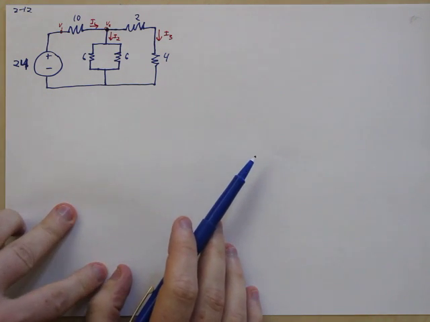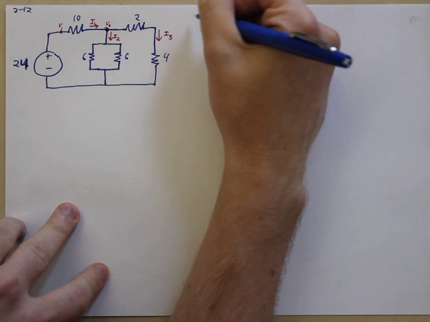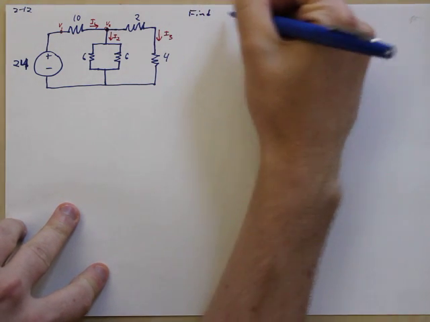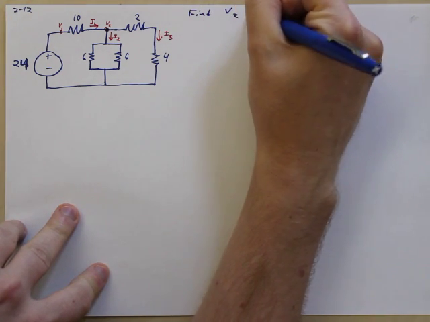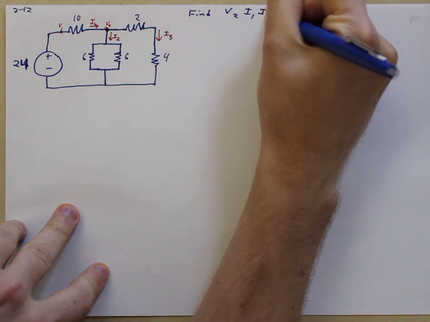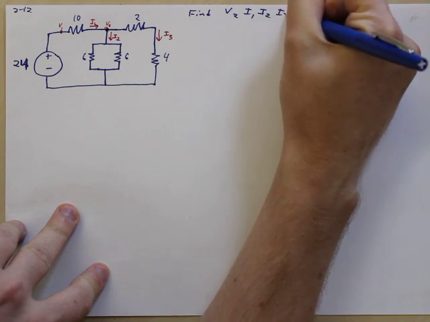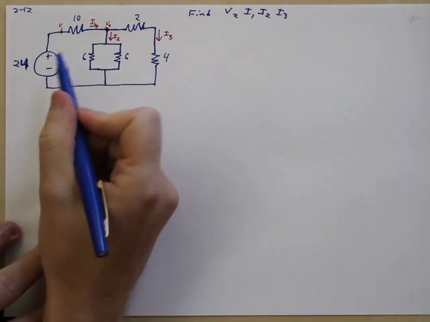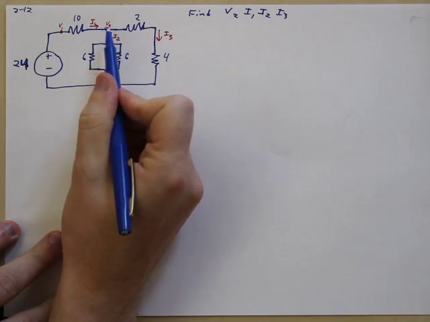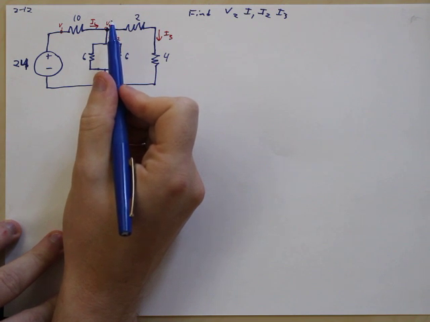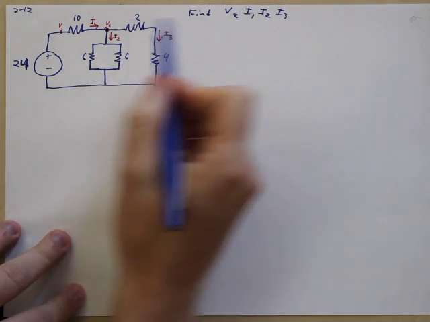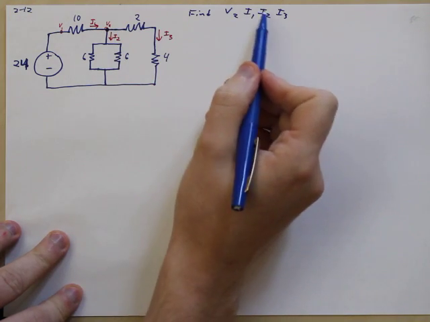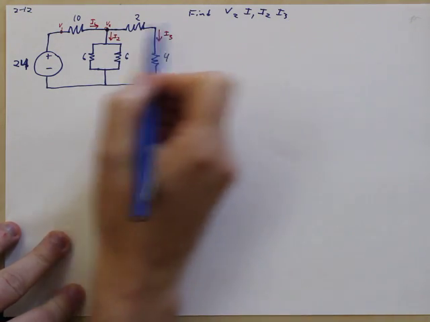So with that being said, we're trying to find V2, I1, I2, I3. So let's just go through to make sure we understand what we have. Here's V2, so it's at that point. And then what else does it say? I1, we have I1 here. I2 going down. I3 going down.